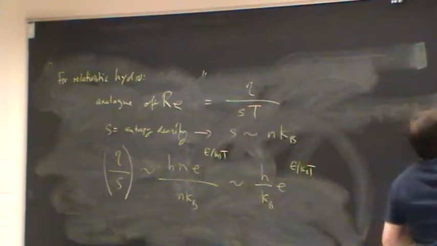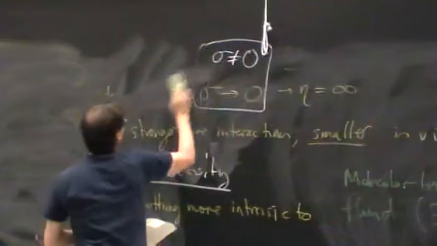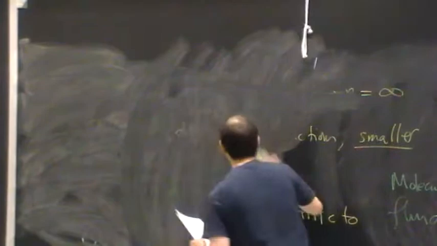We can ask, what are the possible limits on that function? So now I'm going to use the uncertainty principle to try to estimate the lower bound of the ratio of eta over S. Nigel? Yeah? Why would this Reynolds number have a viscosity upstairs instead of the entropy? I've written it.